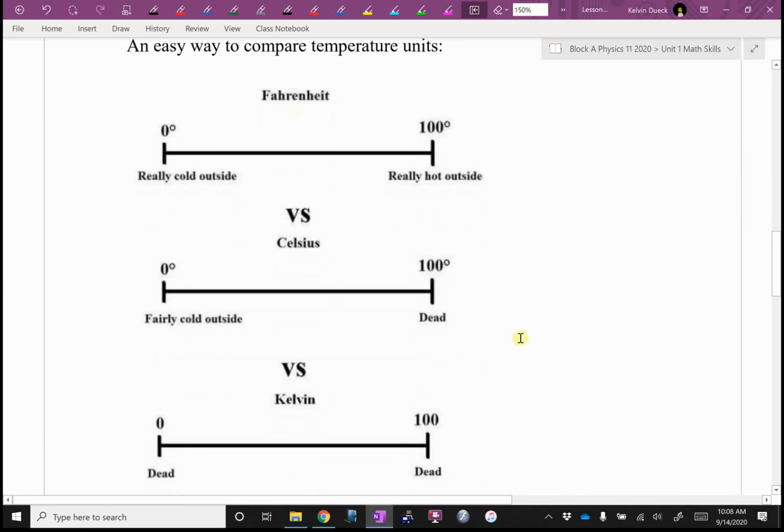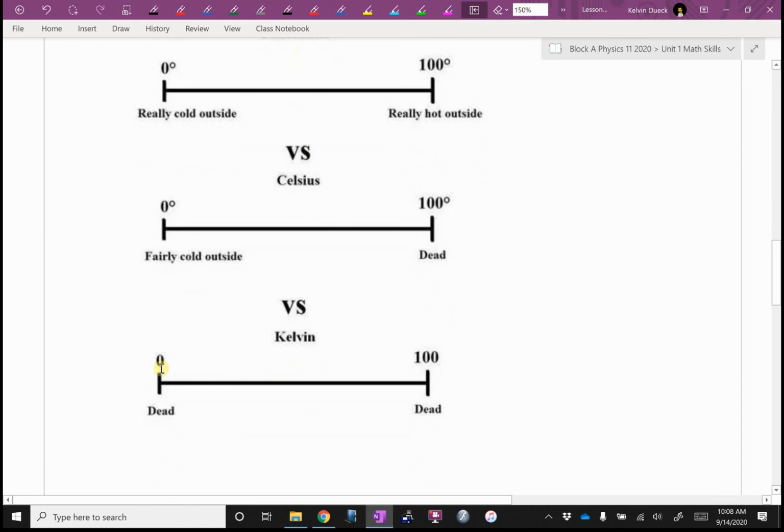Little physics humor, here's an easy way to compare temperature units. If you're on the Fahrenheit scale, 0 degrees Fahrenheit is really cold outside. 100 degrees Fahrenheit is really hot outside. On the Celsius scale, 0 degrees Celsius is fairly cold outside. 100 degrees Celsius, you're dead. On the Kelvin scale, 0 degrees Kelvin, you're dead. 100 degrees Kelvin, you're still dead, if you're looking for a way to keep track of things.